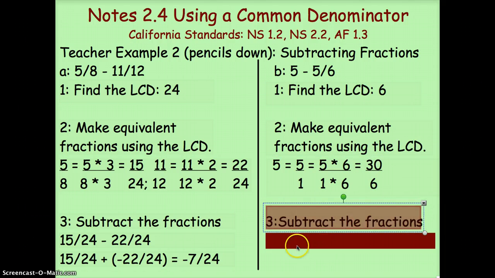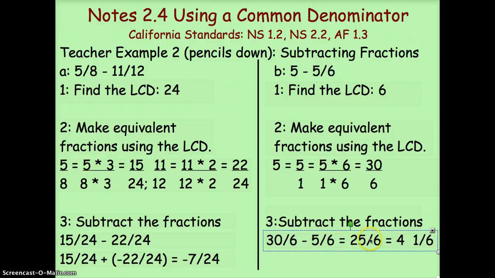I can simply subtract the fractions. 30 minus 5 will give me 25. And of course, that's an improper fraction, 25 over 6. I can't leave it that way. So I divide 6 into 25. It goes in 4 times with 1 left over, 4 and 1/6.